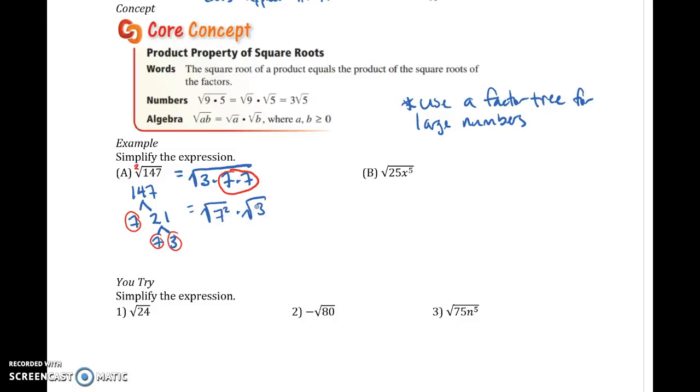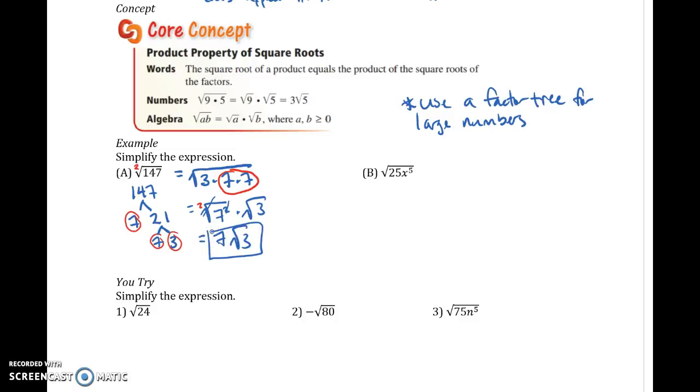I like to take my group out front and then the leftovers in the back because that's how I'm going to write my answer. Anything that doesn't get circled, you just put it in one radical at the end. And then we know the square root of 7 squared, the radical and the exponent cancel out because the index is 2, right? So the little 2's cancel out. So I get 7 square root 3 as my simplified answer.